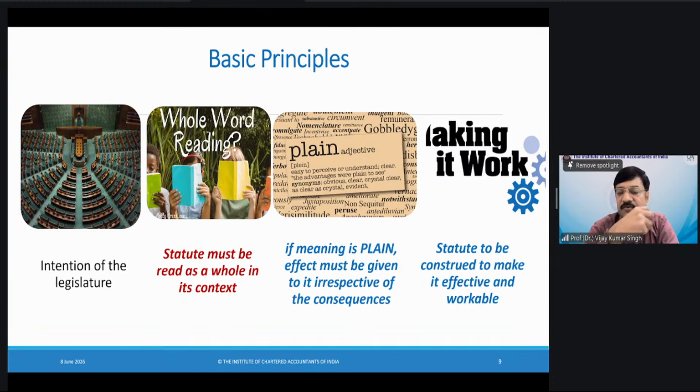Third rule of interpretation says that if meaning is plain, if in plain language everything is clear, effect must be given to it irrespective of the consequences. So you should not worry what will happen if we apply this particular law. If law is existing, the language is plain, you have to apply that particular law. You should not worry about the consequences as to what will happen. I can give you a brief example of this.